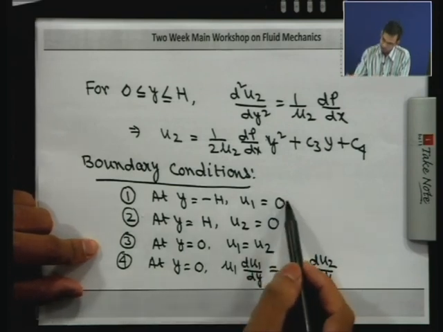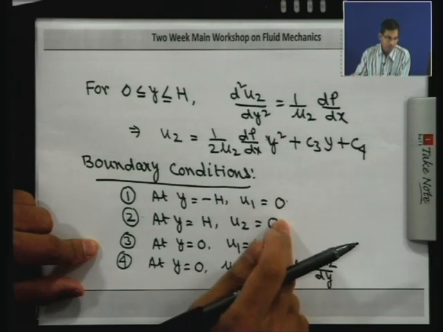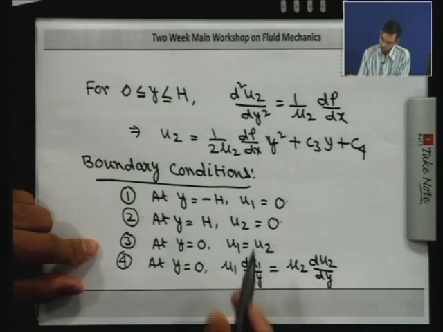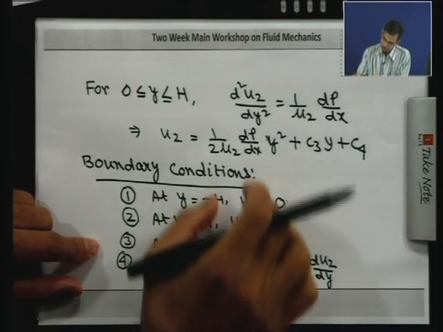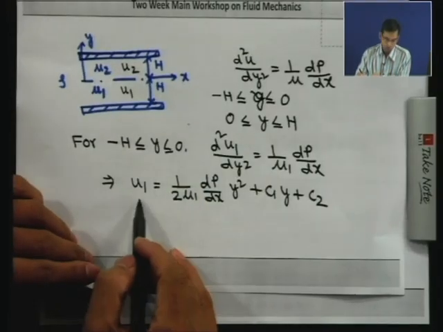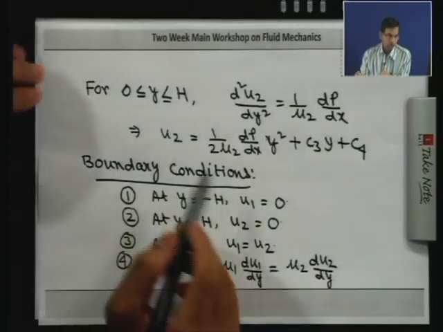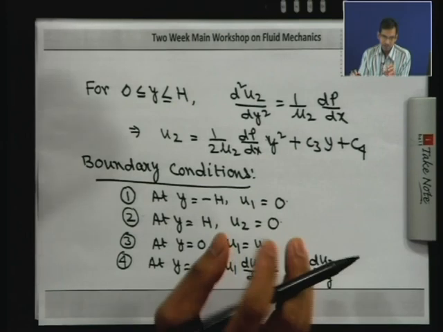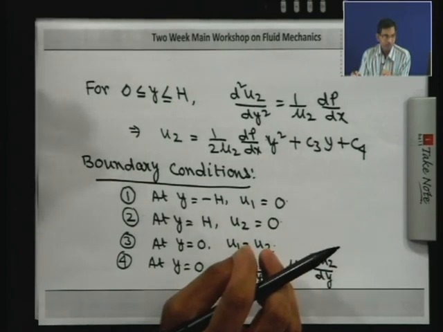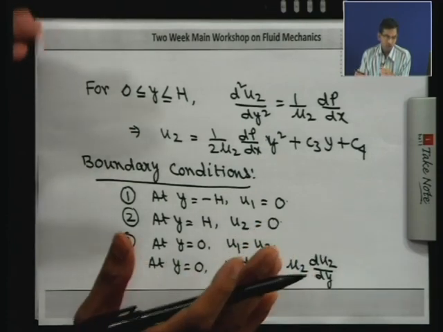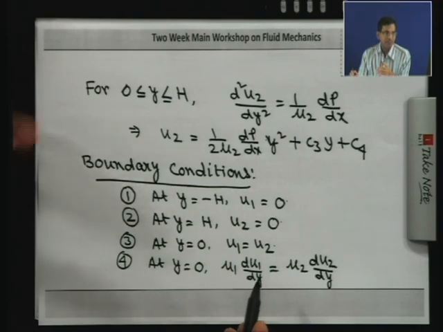So, the first and second boundary conditions are the no slip boundary conditions, and the third and fourth boundary conditions at the interface are continuity in velocity and continuity in shear stress. Now, I leave it as an exercise: by putting these 4 boundary conditions on the 2 velocity profiles, u1 and u2, find the values of c1, c2, c3 and c4, and ultimately find u1 and u2. Try to plot u1 and u2 and find the velocity gradient at the interface.